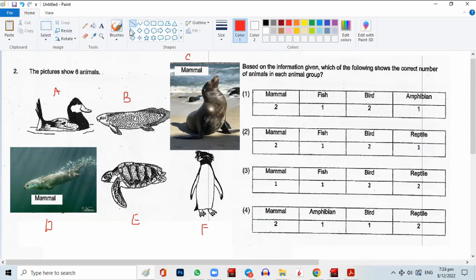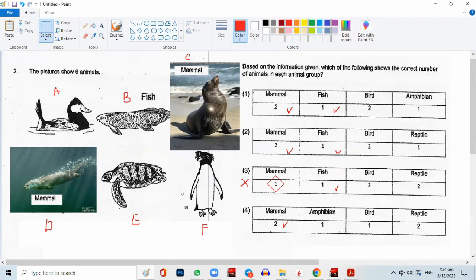Again, this is just classification of animals. Number 3 is definitely wrong because it says only 1 mammal. If you pick number 3, guaranteed wrong. Fish also, they say 1 here, 1 here, 1 here. Which is a fish? There's only one fish. A fish has scales and can swim.